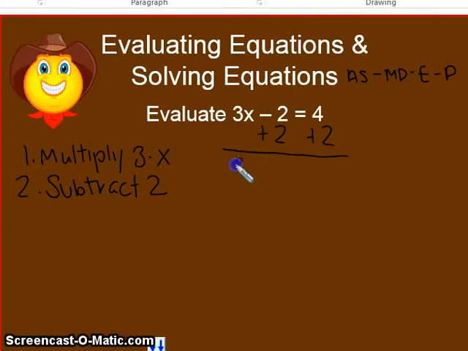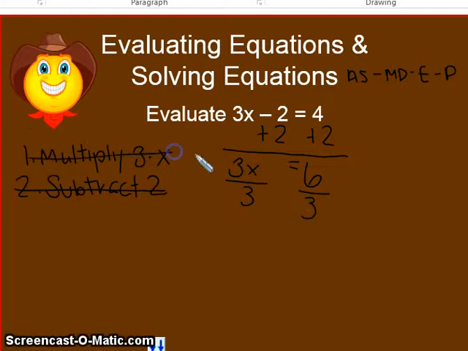I can bring my 3x down. Minus 2 plus 2 is 0. And 4 plus 2 is 6. Alright, so I've taken care of undoing the last step. Now I'm going to move up. The step before the last step, in this case the first step, was multiply by 3. Now, I want to do the opposite of that. So to solve this equation, I'm going to divide by 3. And I have to do that to both sides of the equal sign.